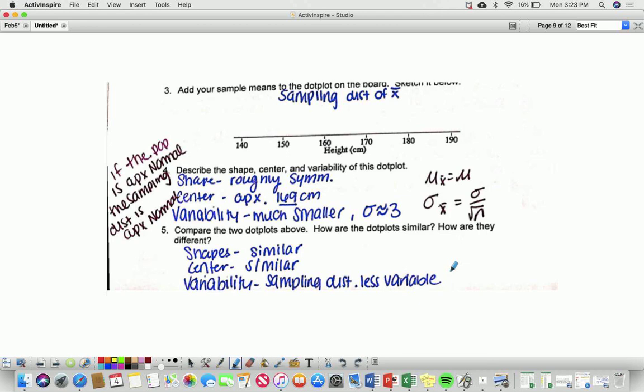And then also just note, if the population is approximately normal, the sampling distribution is approximately normal. Next class, when I'm here, we are going to talk about what happens when it's not normal. So, big ideas. Here we go.